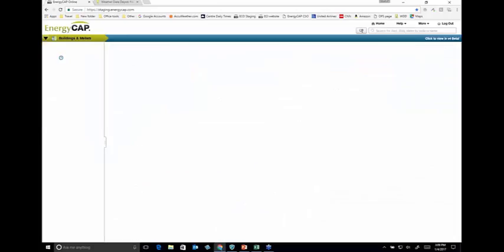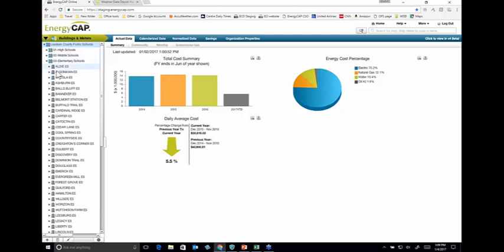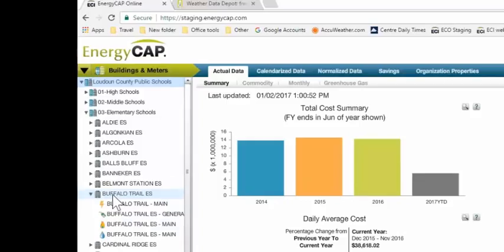I've picked out an elementary school. I'm going to go to Buffalo Trail Elementary School. Open that up. You can see we have 4 different meters: a diesel meter that is just for the standby generator, a water meter, a gas meter, and an electric meter.